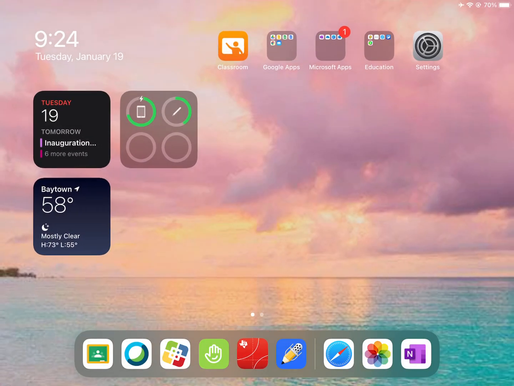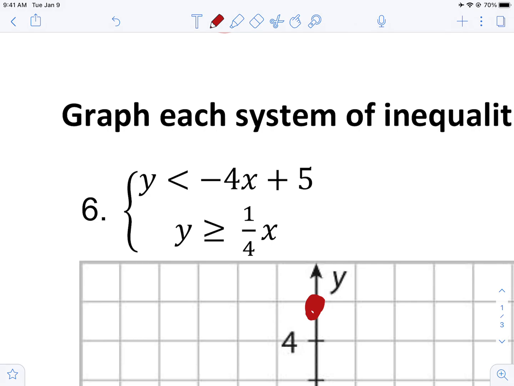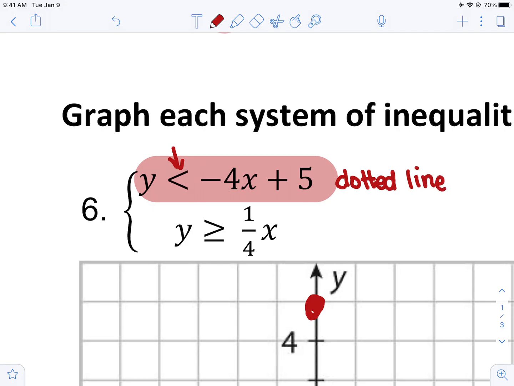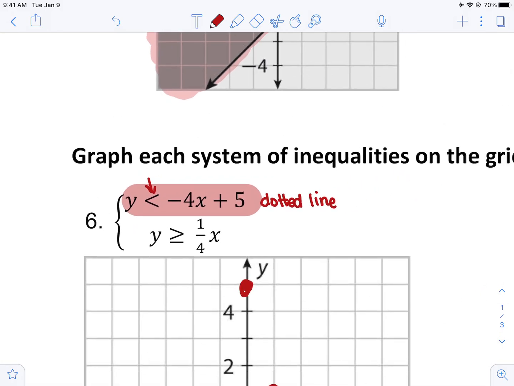So now I'm going to go back to just the notes so we can talk a little bit. So let's look at this equation. This is the equation we're talking about right now. Looking at the inequality symbol, I'm going to end up having a dotted line. And it's opening away from the y, so I'm going to shade below.